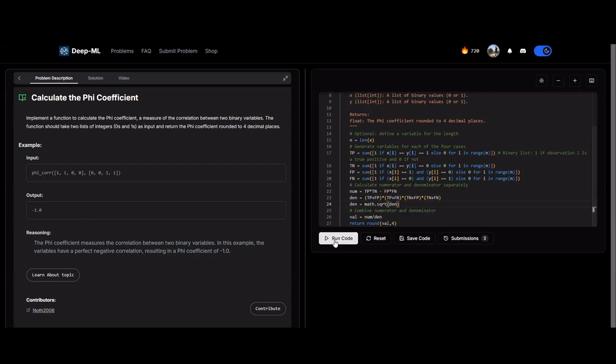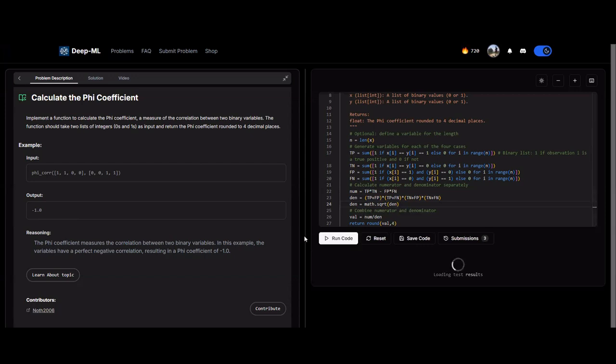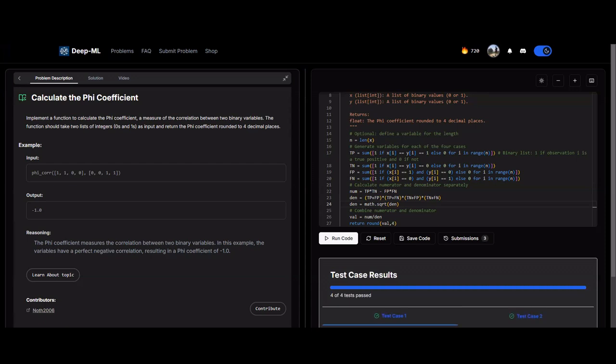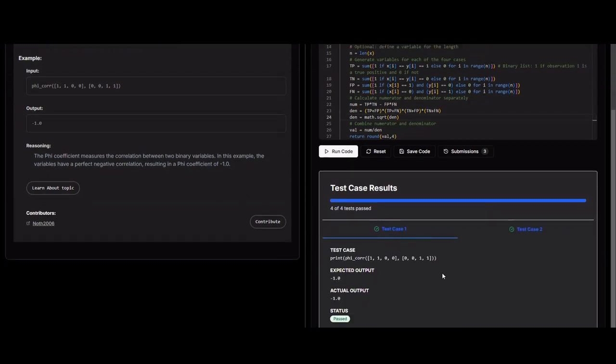Then we're going to divide these two things, and that gives us our final result, which here is called val, but that's the Phi coefficient. And so we're going to run this thing, and hopefully we don't have any problems with it. And there we go. We pass all of the test cases.